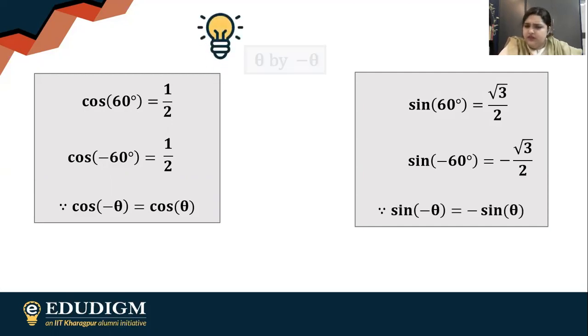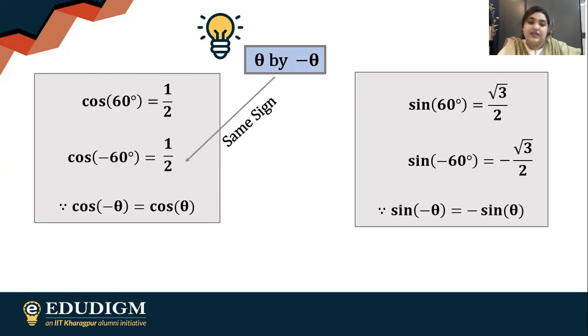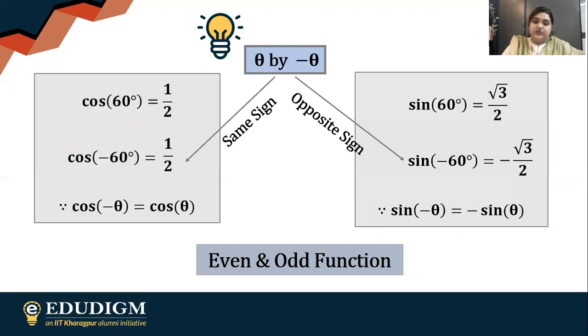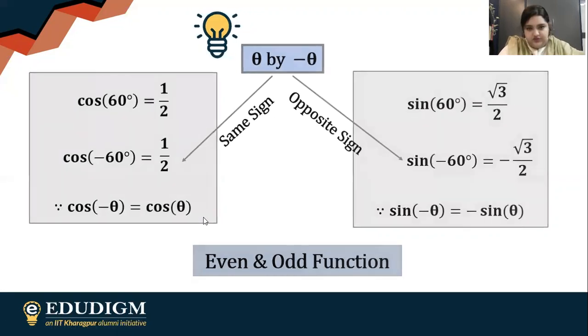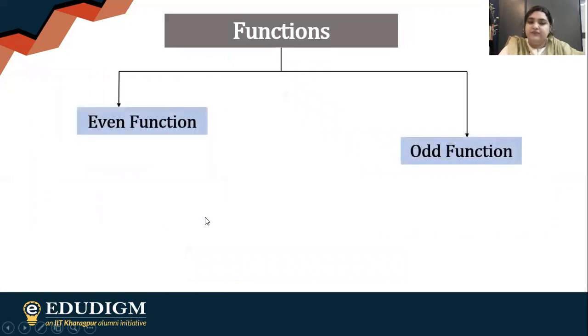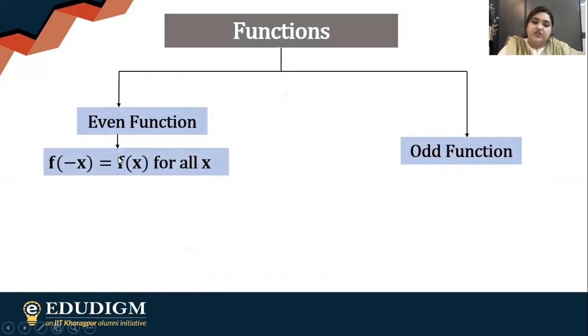So what do we observe from here? If you just replace theta by minus theta, the modulus is the same, but in the first one, it is having the same sign, whereas in the next one, it's having the opposite sign. This particular observation will actually give rise to the concept of even and odd function. So for an even function, we will see that f(x) is actually the same thing as f(-x) for all possible x's, and for an odd function, f(-x) equals minus f(x).